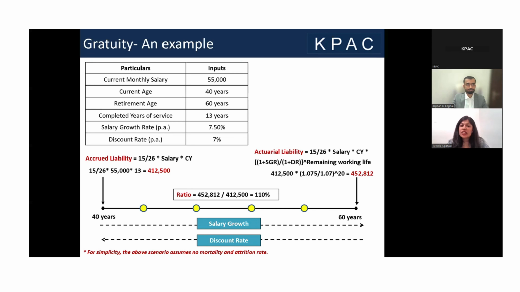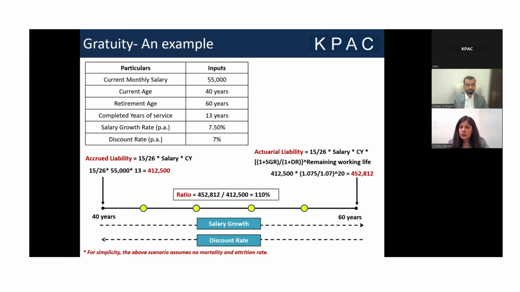We will now be estimating the future cash flows for the next 20 years until the retirement of this employee. For each of the future cash flows, we increase the cash flow by a salary growth rate percentage. We increase the salary by a growth percentage of 7.5% in this example, and we discount back all of the future cash flows of the 20 years by a rate of 7%.